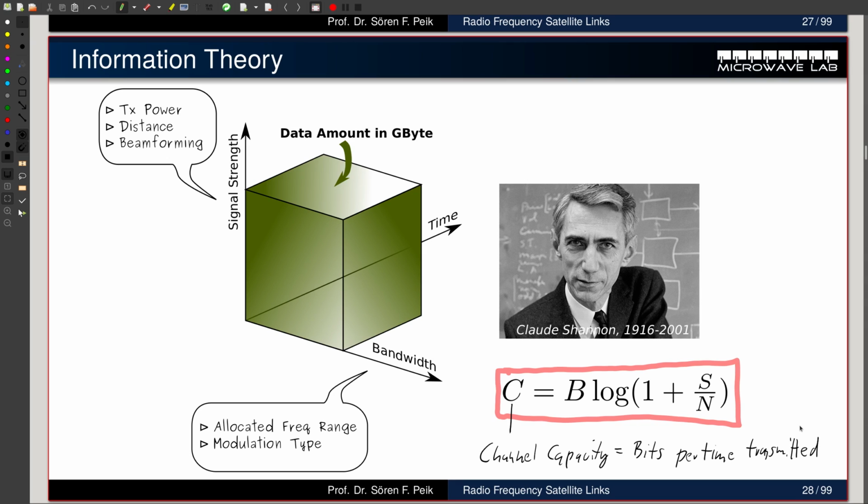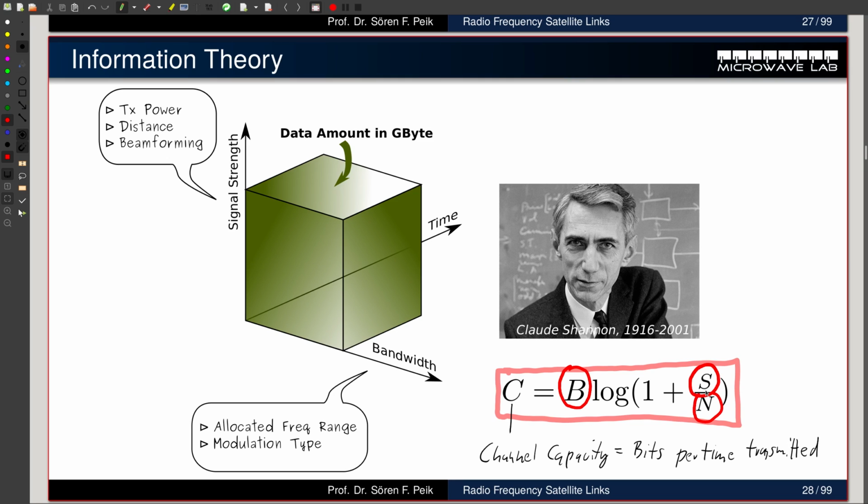So basically it tells us so many megabits per second I can transmit. When you have your internet connection and you have 25 megabit per second, that's your channel capacity you have. And this channel capacity, interestingly, depends only on three things. It depends on the bandwidth you have in your system, and it depends on your signal strength you have, and it depends on the noise you have. And that's why these three numbers are the numbers we have to optimize.